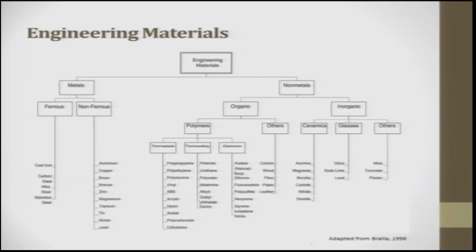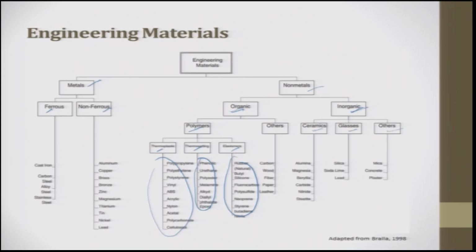If you see engineering materials, you have metals, ferrous and non-ferrous, and non-metals, organic and inorganic. In organic, you have polymers. Polymers include thermoplasts, thermosets and elastomers. This is a spectrum of materials in each. Then in organic others, we see carbon, wood, fiber, paper, leather. These are all naturally available. When you talk about inorganic, we talk about ceramics, glass, and others.